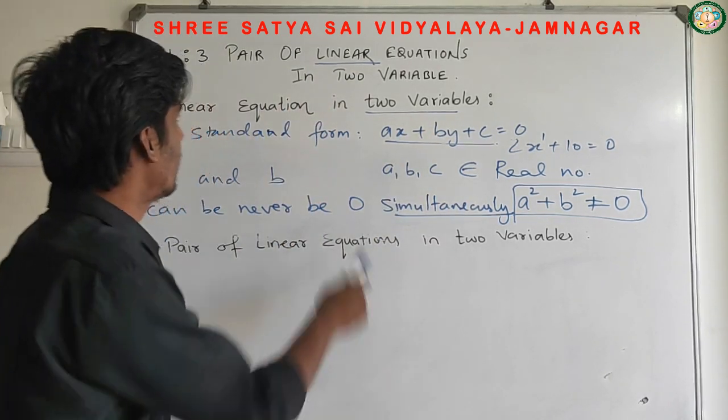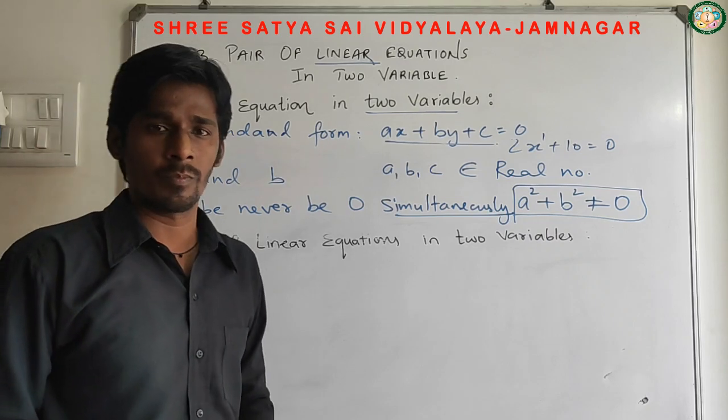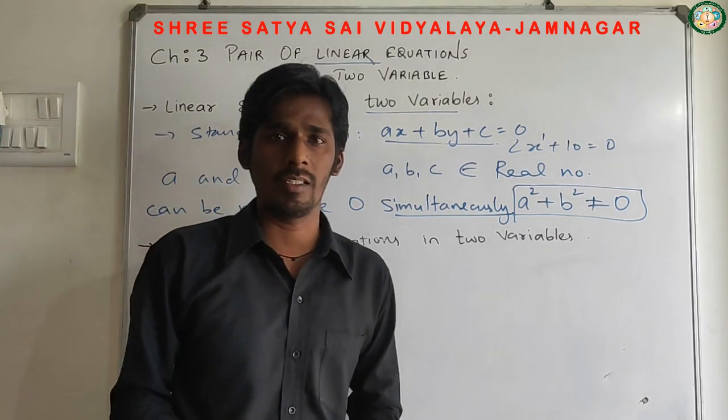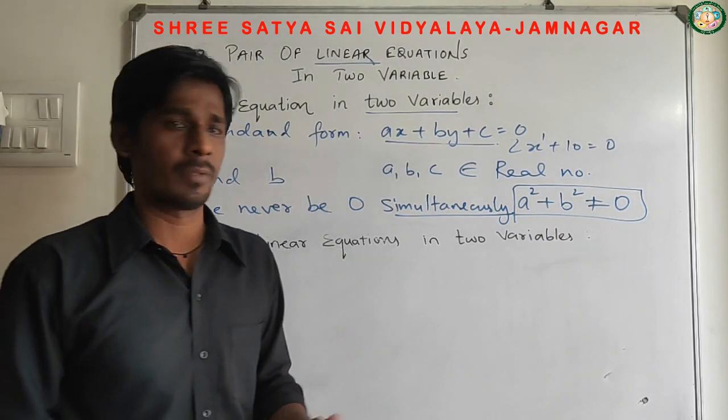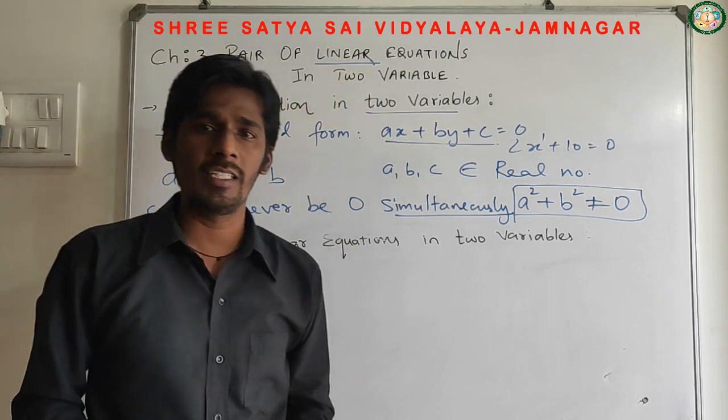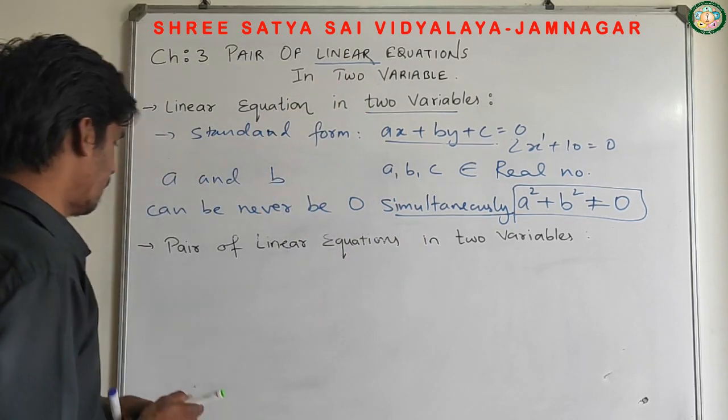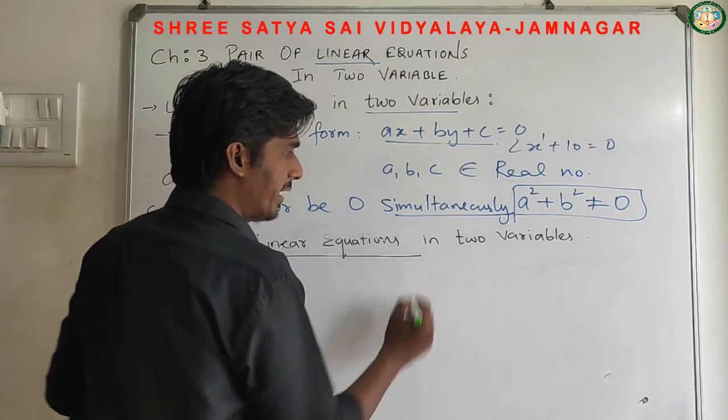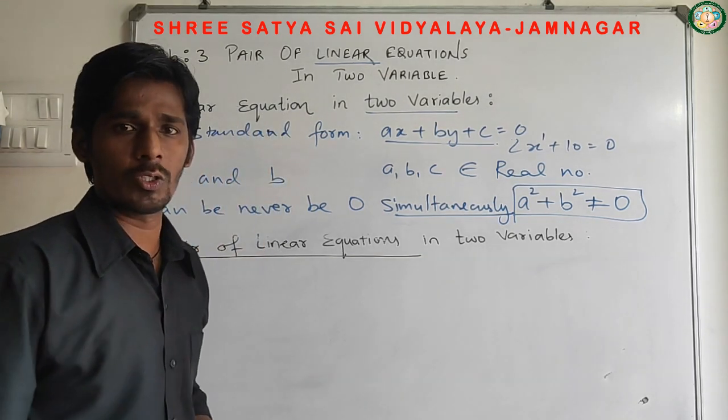Now the chapter is pair of linear equations. In most of the whole chapter we are going to solve all the sums related to pair of linear equations. Just for example, pair of linear equations means there will always be two equations.